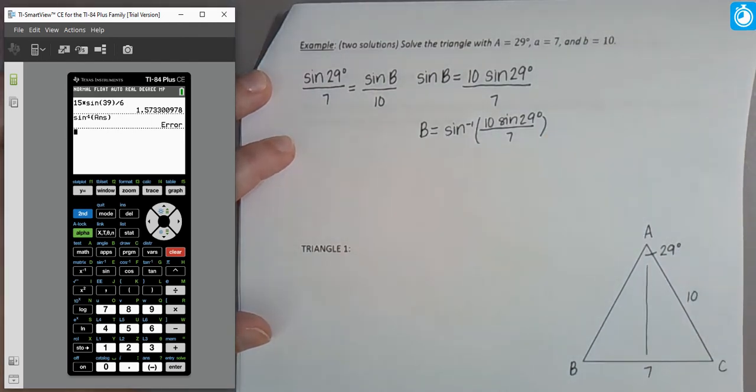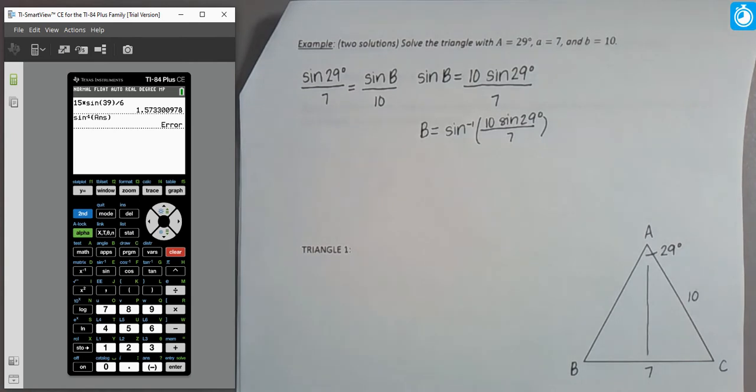Well, let's plug it into the calculator and see what happens. Start with everything on the inside: 10 times the sine of 29 degrees divided by 7. Okay, so we at least have something that's less than 1. Remember, the issue we ran into with the previous example was that we evaluated this kind of expression and got about 1.6, something that can't represent a value for sine.